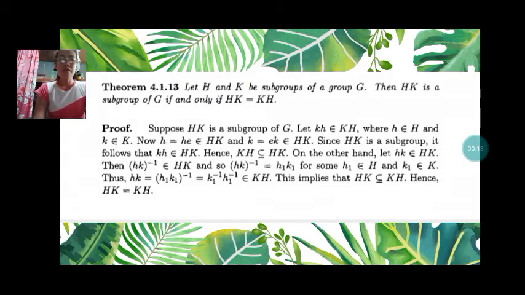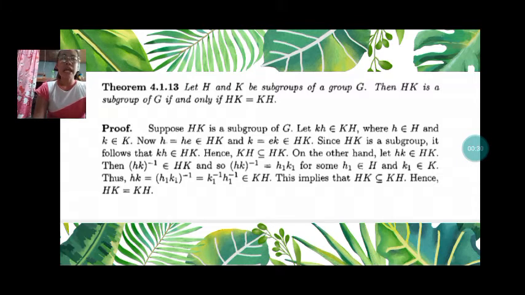So, Theorem 4.1.13. Let H and K be subgroups of a group G, then HK is a subgroup of G if and only if HK is equal to KH. So we have proof here.